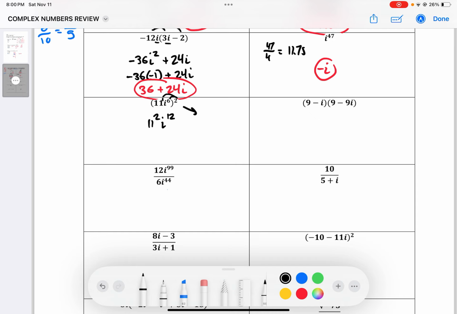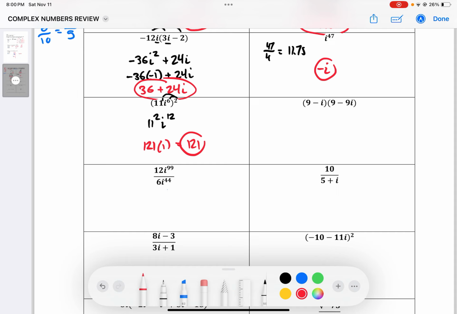Now, if you'd like, you can just rewrite this as repeated multiplication. So we have 11i to the 6 times 11i to the 6. Squaring something means you multiply it by itself once. And then you get the exact same thing, because the 11s will multiply and the i to the 6s will multiply as well. Regardless, 11 squared is 121. And i to the 12th, 12 divided by 4 is 3, which is a divisible number, decimal 0. So 121 times 1, which is just 121, and we're done.